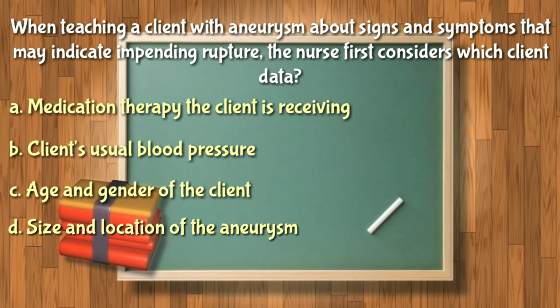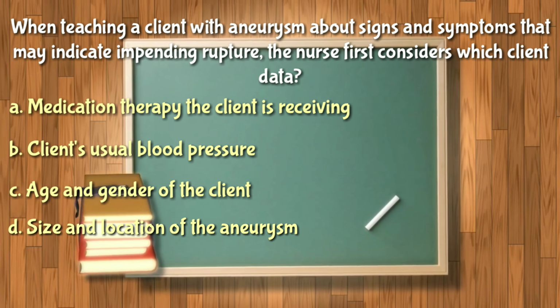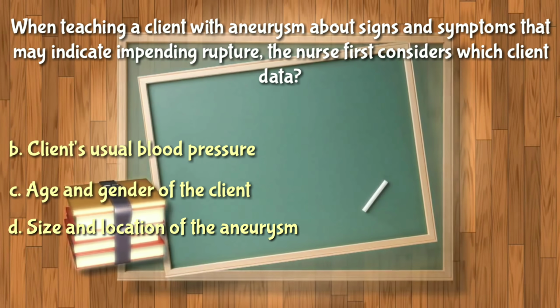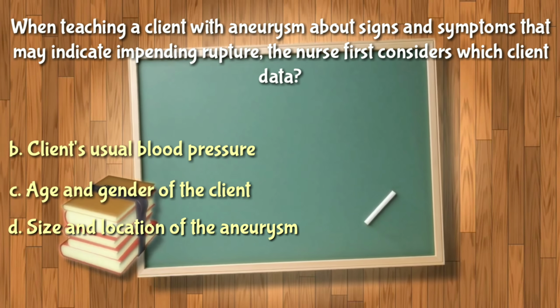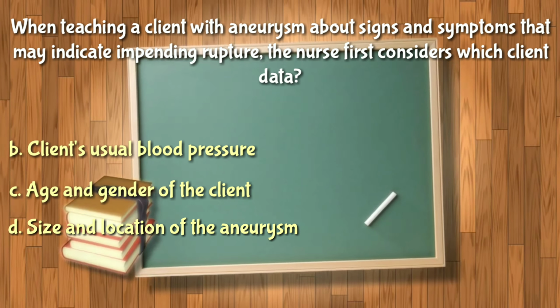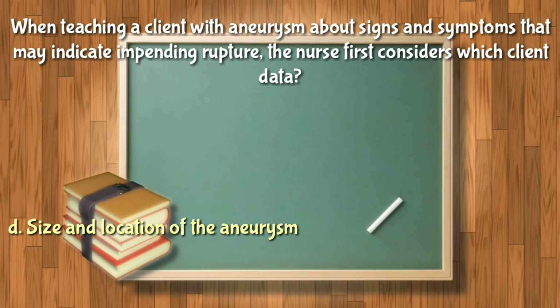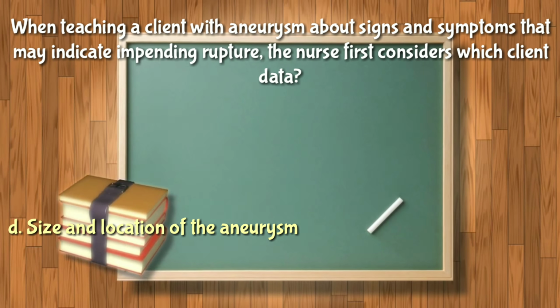Now, if you think letter A is the first thing to consider, you are wrong. Because the medication the client is receiving is vague and is not directly related to risk of aneurysm rupture. So letter A is not included. While letter B, the blood pressure relates to whether the aneurysm may rupture, not to the associated signs and symptoms. That is why letter B is also wrong. Now, if you answered letter C, the age and gender of the client are unrelated to the signs and symptoms of aneurysm rupture. That is why we are left with a final answer, which is letter D.